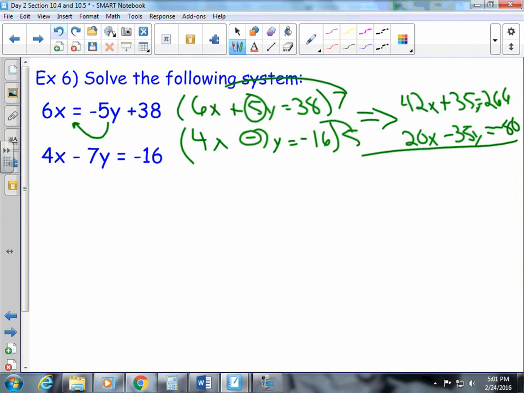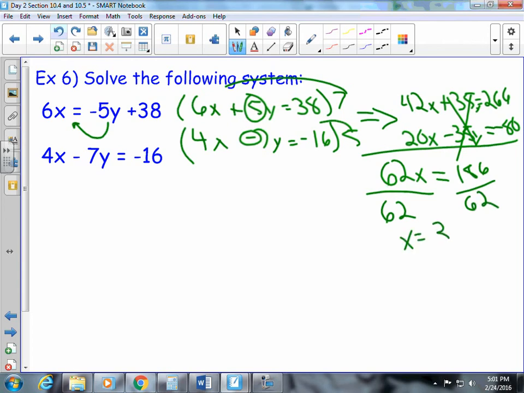So now I'm going to add. I get 62x. The y's cancel out, that's what we were looking for. That is now equal to, what do we get? 186. Divide by 62, divide by 62. I get x is equal to 3. And you know the rest.